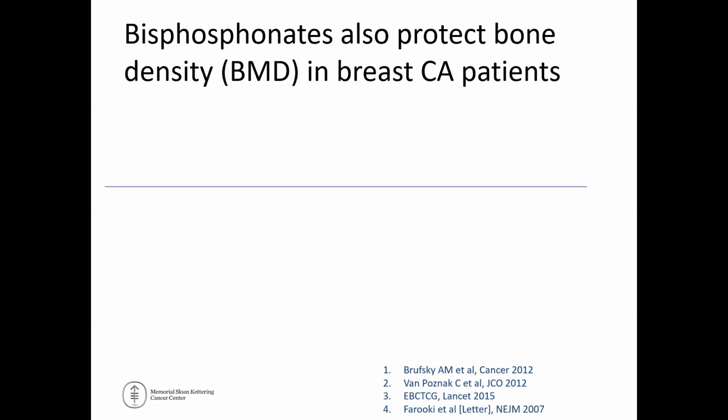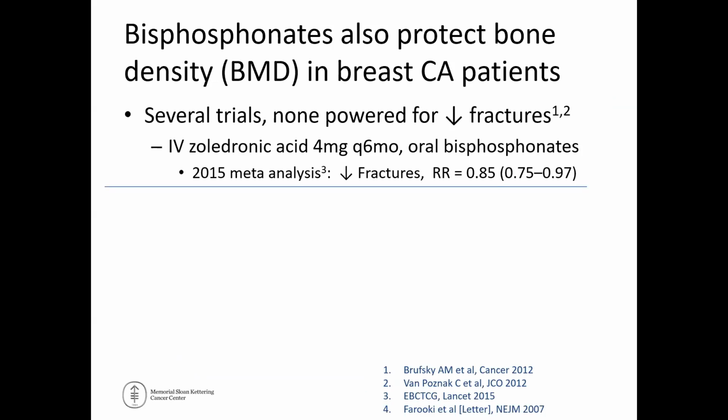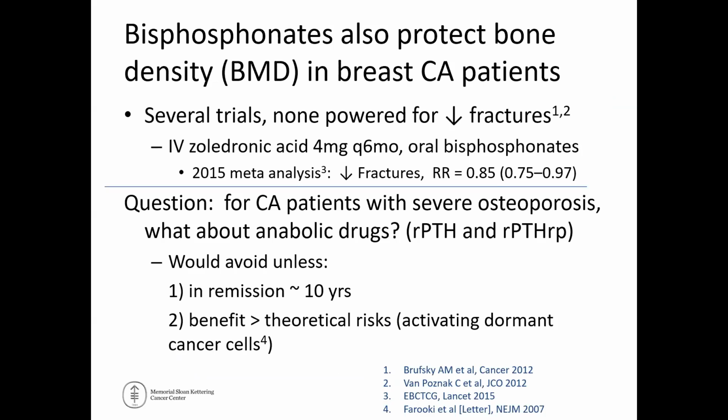Okay, next slide. Bisphosphonates have also been well studied in this context. We'll get into that. The regimen that's usually been used is zoledronic acid, 4 milligrams every 6 months. Oral bisphosphonates have been studied in the context of aromatase inhibitors too. As we would expect, there's some data that bisphosphonates reduce fractures. So again, I would be hesitant to use the PTH analogs like Forteo and Tymlos in this context, unless the patient was in remission for 10 years, because these drugs increase bone turnover. And we'll get into this a bit more. I'll show you on the next slide here.